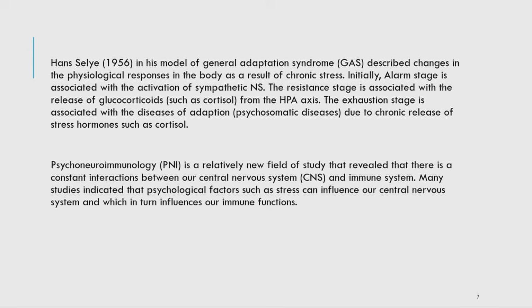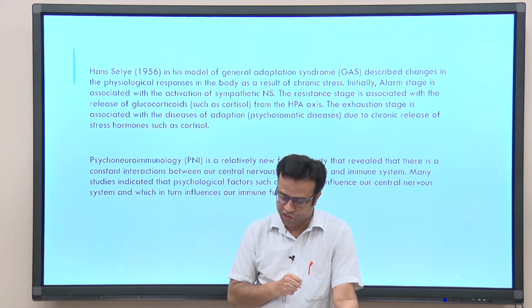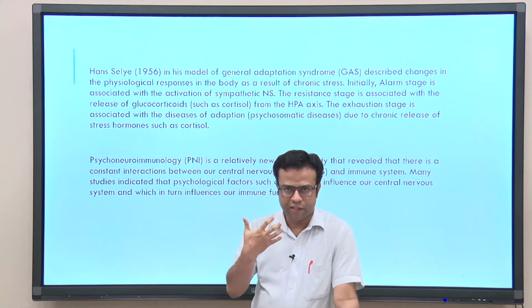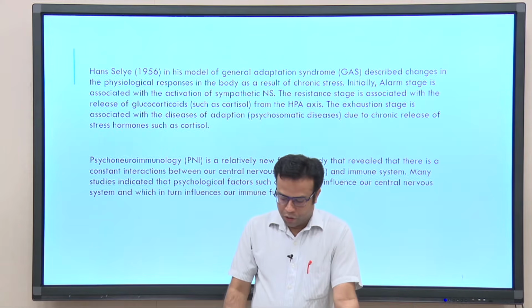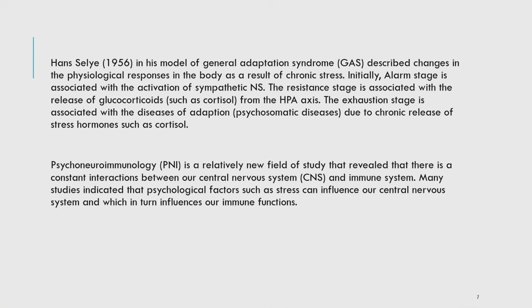It's a field of study based on this mind-body connection, which revealed that there is a constant interaction between our central nervous system and immune system. And obviously, the central nervous system is influenced by our mental processes. So, our mental processes can influence our nervous system, which can influence the body's immune system. Many studies indicated that psychological factors such as stress can influence our central nervous system, which in turn can influence our immune system.